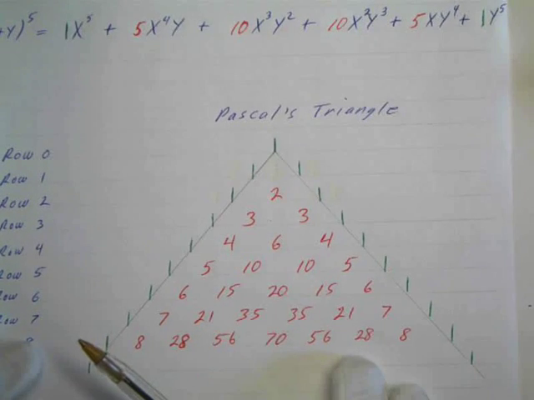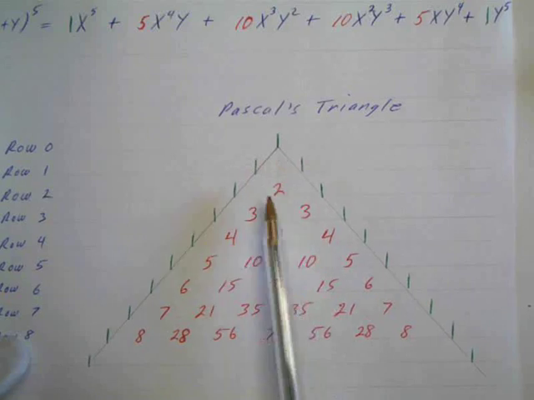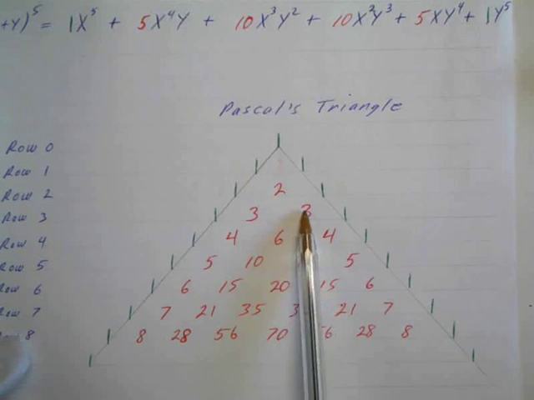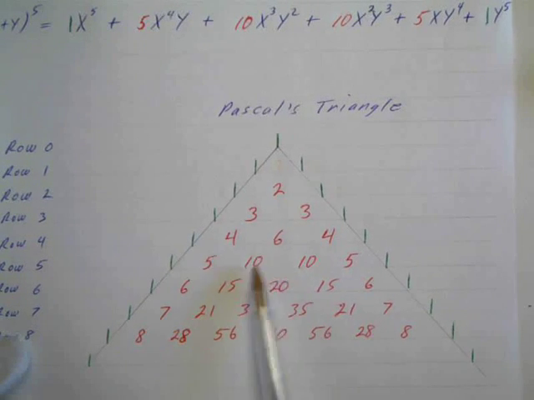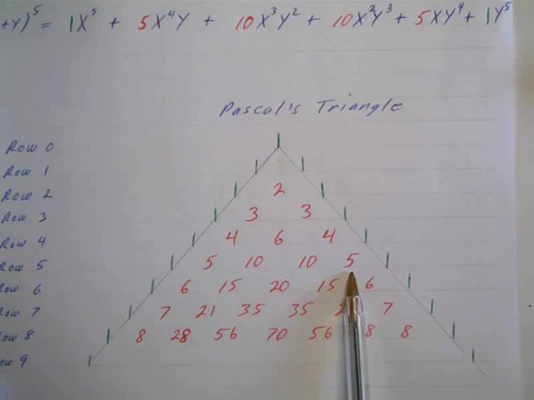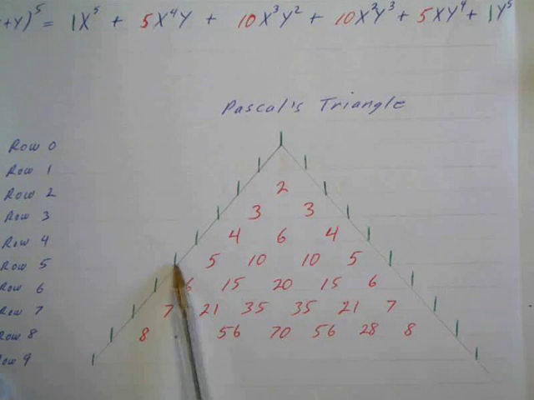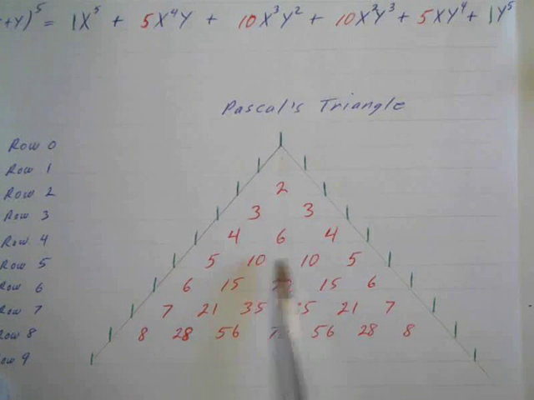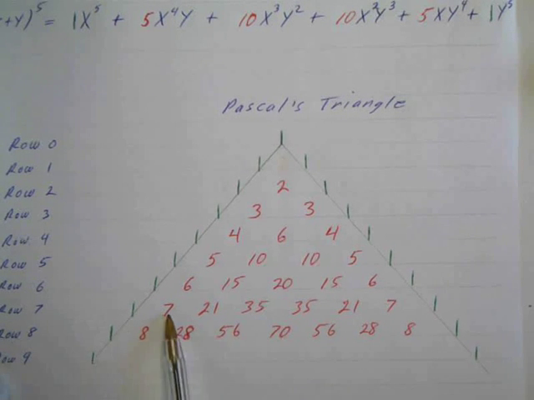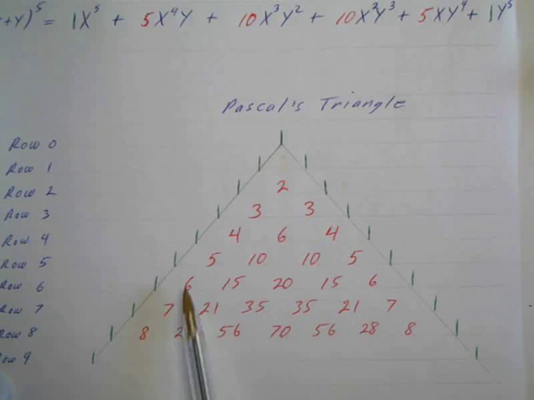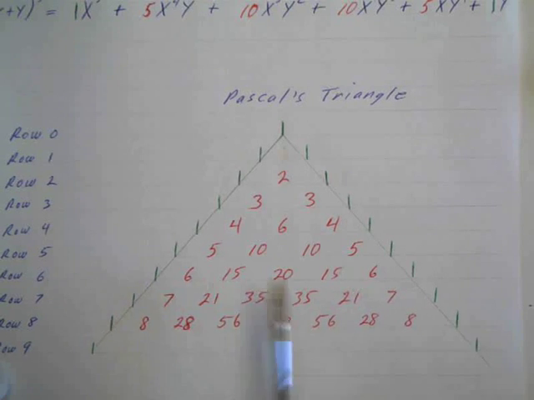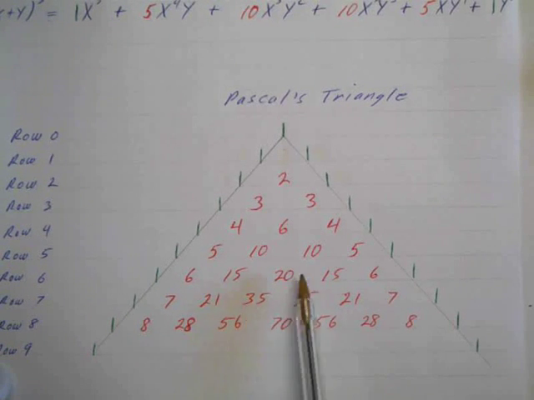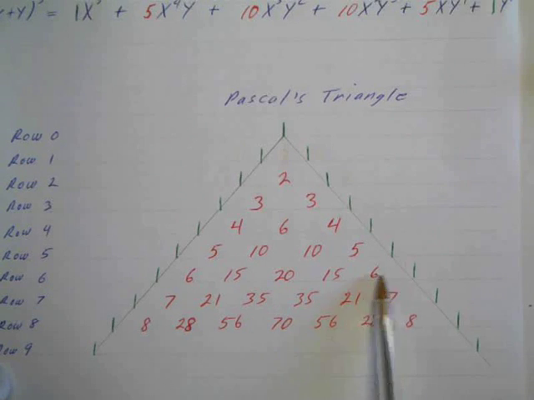And in each case, if you line them up right, 1 plus 1 is 2, 1 plus 2 is 3, 2 plus 1 is 3, 1 plus 3 is 4, 3 plus 3 is 6, 3 plus 1 is 4, 1 plus 4 is 5, 4 plus 6 is 10, 6 plus 4 is 10, 4 plus 1 is 5, and that's row 5. Row 6: 1 plus 5 is 6, 5 plus 10 is 15, 10 plus 10 is 20, 10 plus 5 is 15, 5 plus 1 is 6, and that's row 6. Row 7, and notice we also happen to have a 7 there. 1 plus 6 is 7, 6 plus 15 is 21, 15 plus 20 is 35, 20 plus 15 is 35, 15 plus 6 is 21, 6 plus 1 is 7.